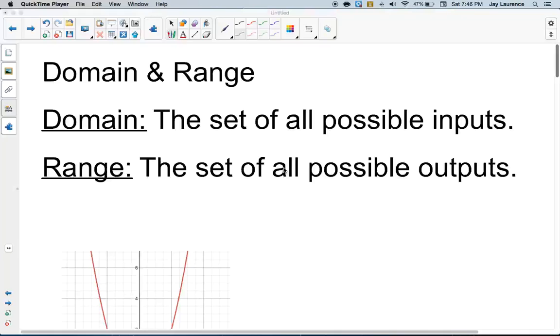Hello, algebra students. Here's a quick review video on domain and range, and I'll also include interval notation in it.